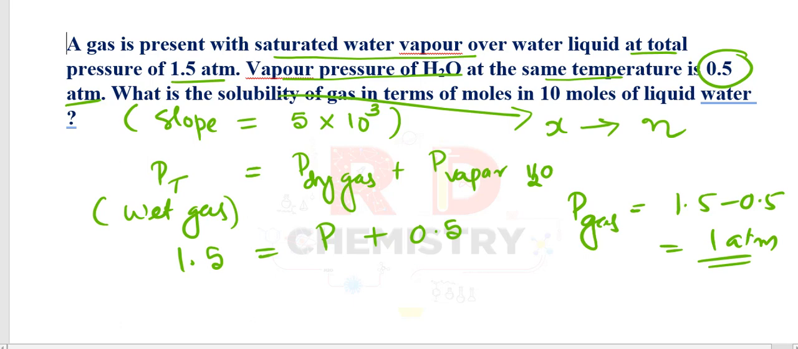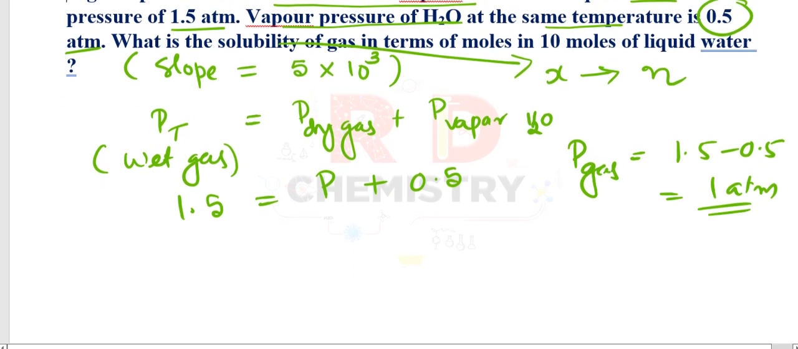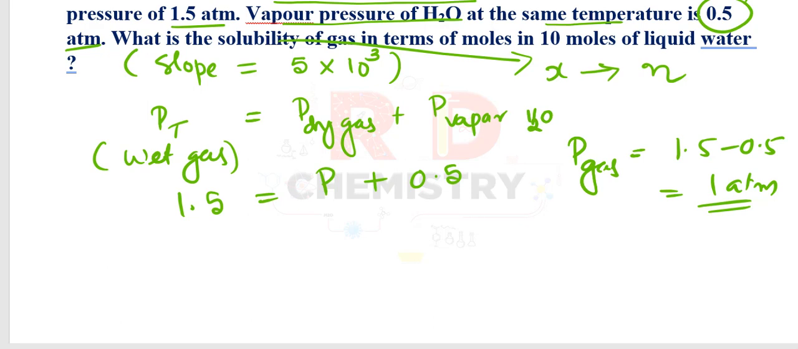Now what do we have to calculate? We have to calculate the solubility, correct? So partial pressure is equal to Kh into the mole fraction X. Partial pressure of the gas is 1 atmosphere. What is Kh? Previously you have seen the graph. Slope is nothing but the Kh value, right? Slope is nothing but the Kh value, 5 into 10 power 3.